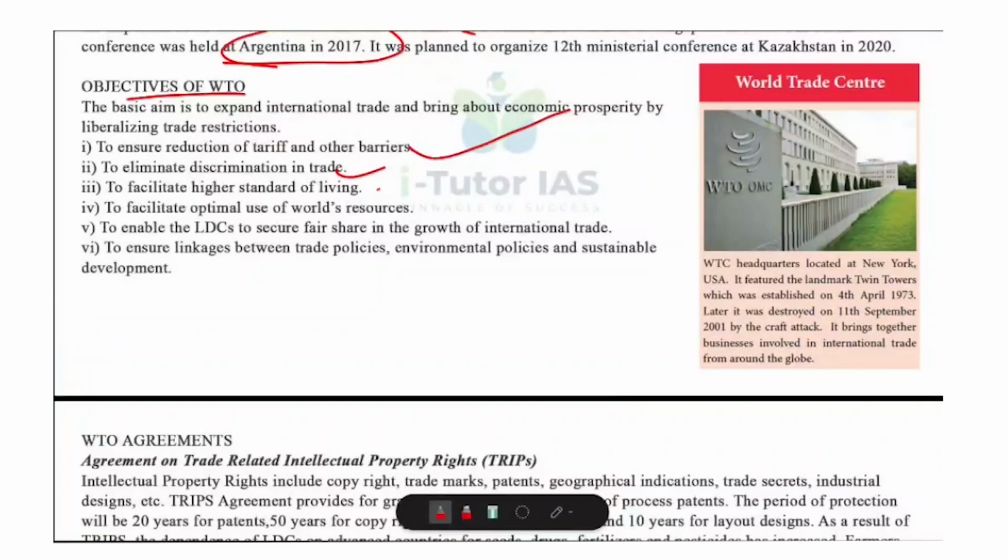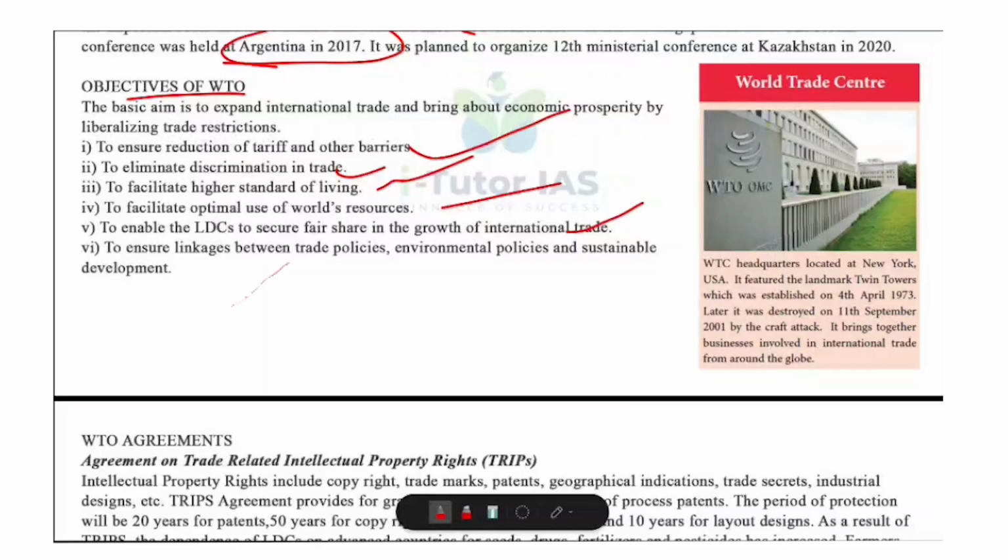Then, to facilitate a higher standard of living, by promoting trade, countries can access a wider range of goods and services, improving quality of life. Fourth one, optimal use of the world's resources. It encourages countries to specialize in goods they produce efficiently, leading to better global resource utilization. And fifth one, fair share for least developed countries. That is, it helps LDCs participate in international trade and benefit from global economic growth.